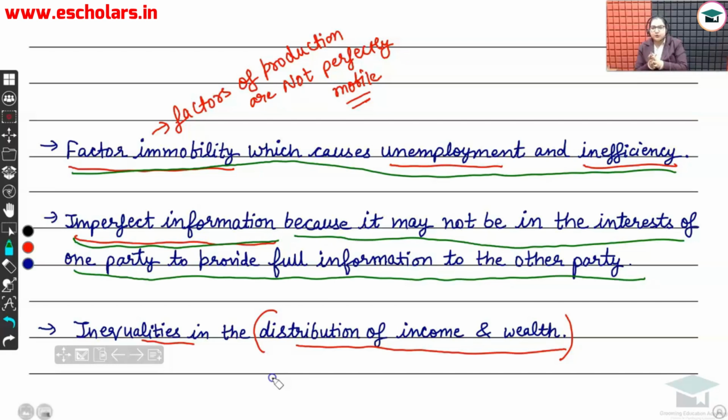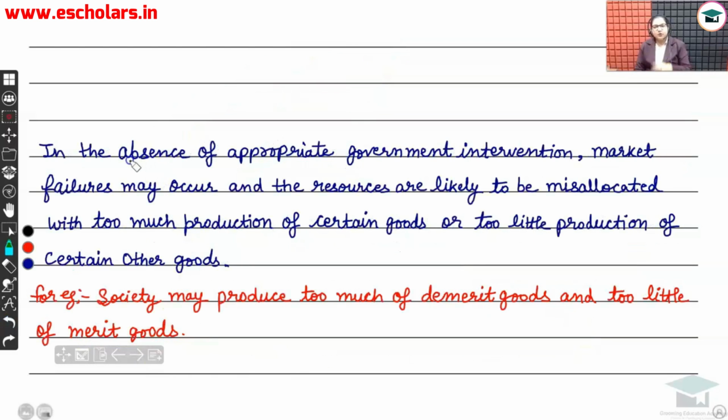So cheating can also take place in the marketplaces, and there are inequalities in the distribution of income and wealth. Due to these reasons of market failure, it is important for the government to intervene in the market, so that the reasons behind market failure can be controlled and the resources are allocated in a perfect way.